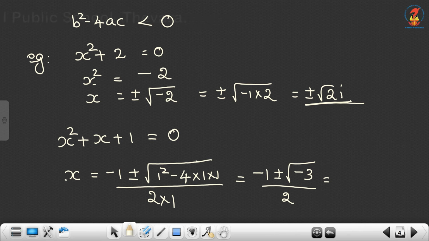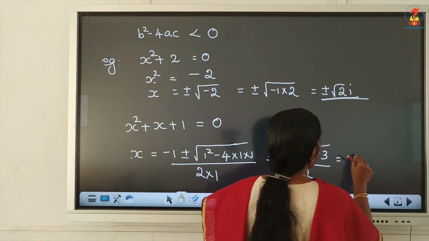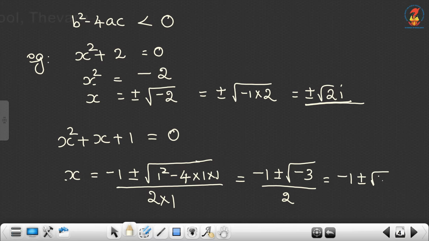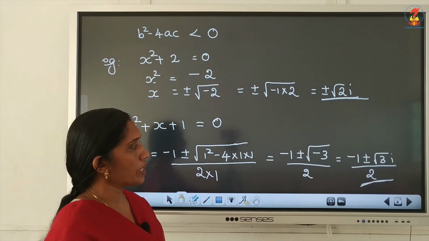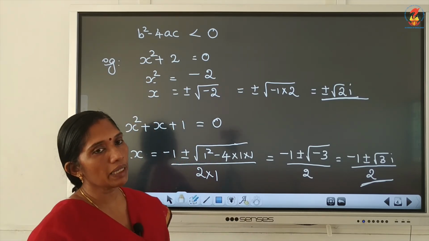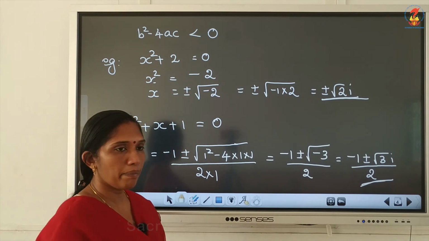And how to write root minus 3? Minus 1 plus or minus root 3I by 2. We can't simplify that since this second part is imaginary. So, just you have to keep it as itself. Minus 1 plus root 3I by 2 is one root. The second root is minus 1 minus root 3I by 2. So, roots are imaginary.